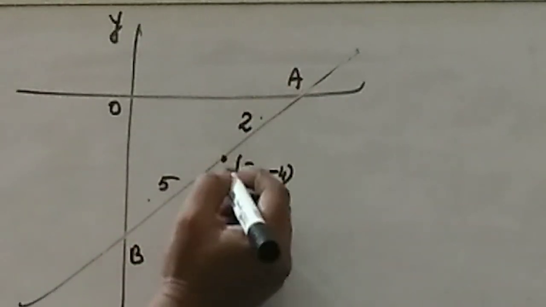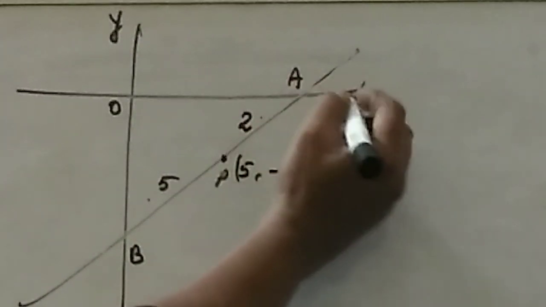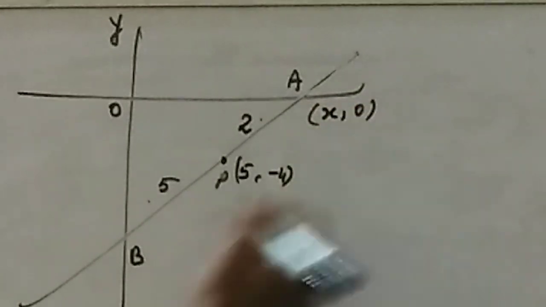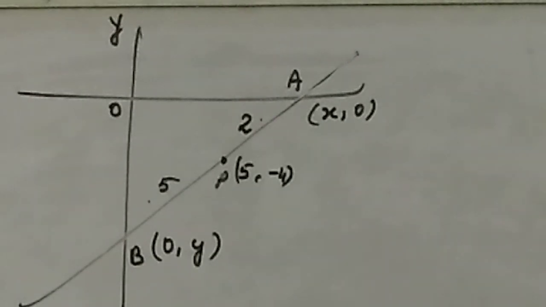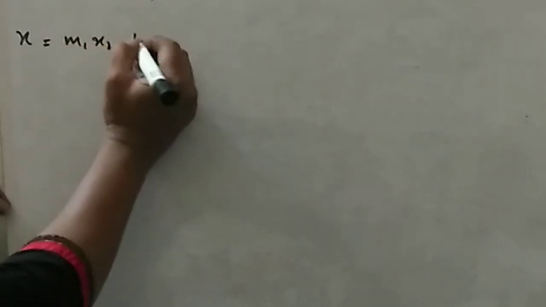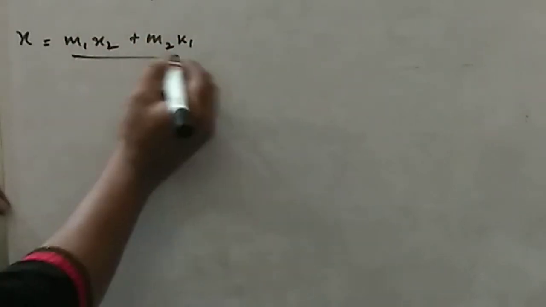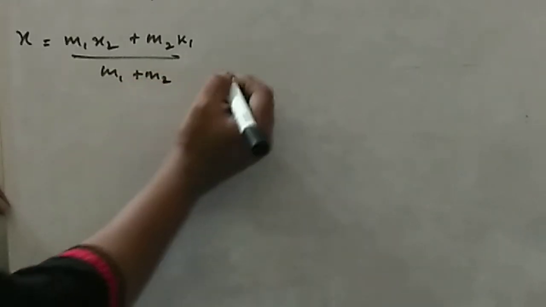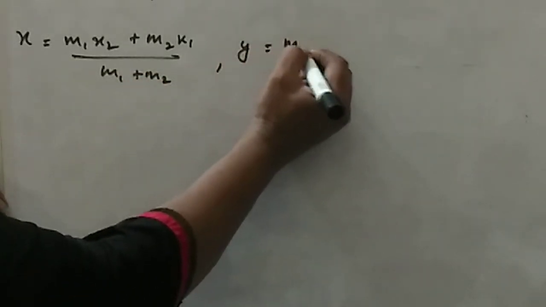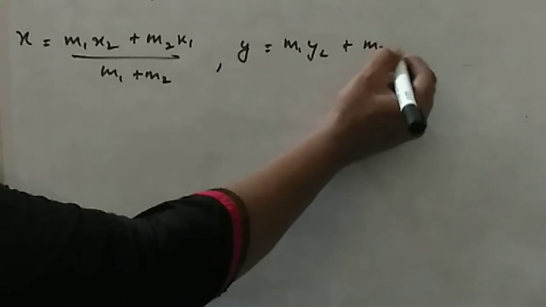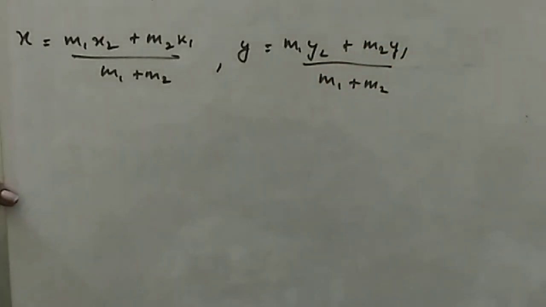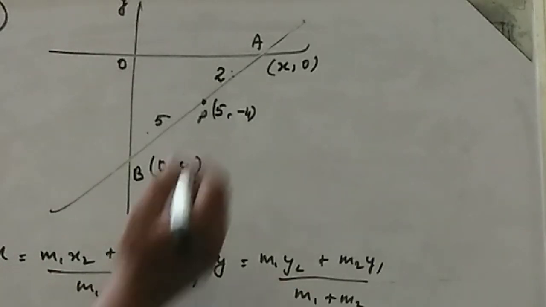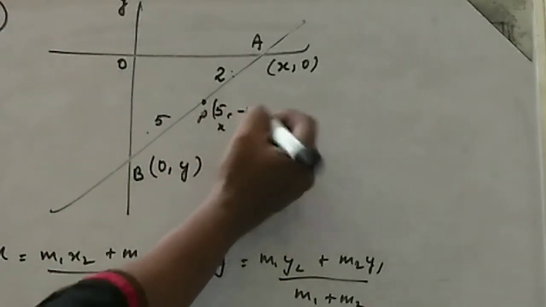M1, M2, and this is a point P. So on the x-axis, (x, 0), and on the y-axis, (0, y). Now, you know the formula: x is equal to (m1 x2 + m2 x1) upon (m1 + m2), and y is equal to (m1 y2 + m2 y1) upon (m1 + m2). First we write the formula, and this is the x value and this is the y value.